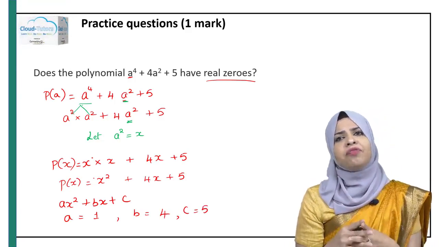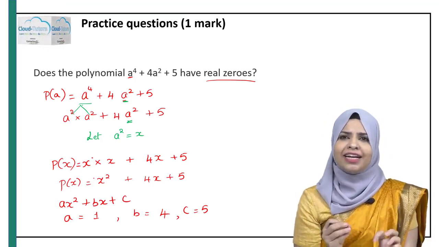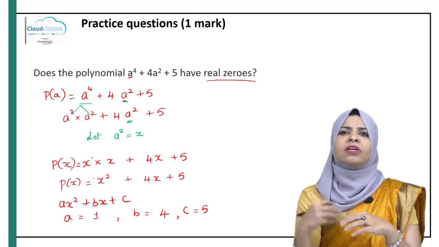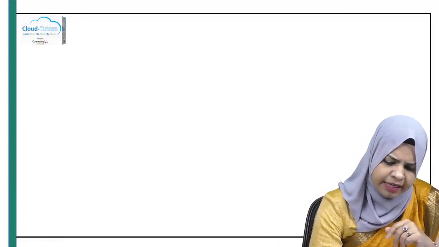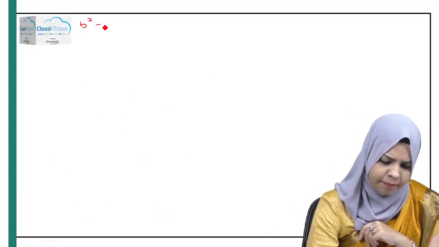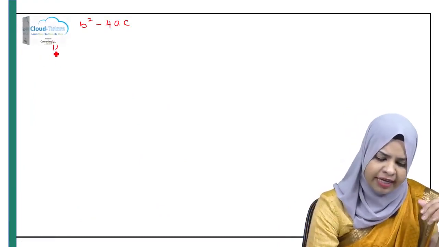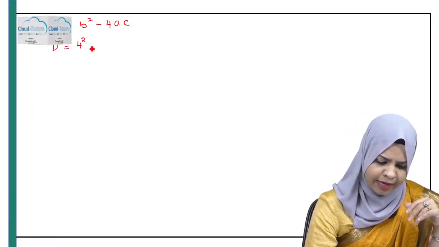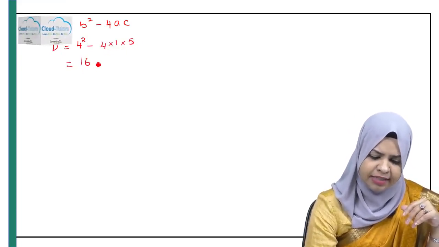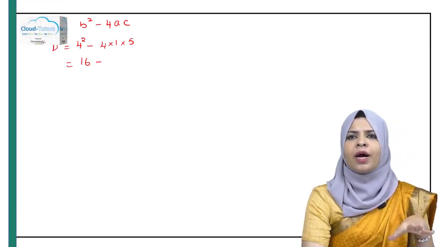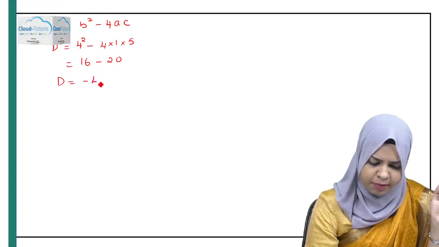For that I need to find the value of d. Now what is d? D is the discriminant which indicates if a polynomial will have real zeros or not. So let's see that. Here d is given as b square minus 4ac. Now substituting the values, d is equal to 4 square minus 4 into 1 into 5. So 4 square is 16 minus 4 into 5, 1 into 5 is 20. So the value of d is minus 4.